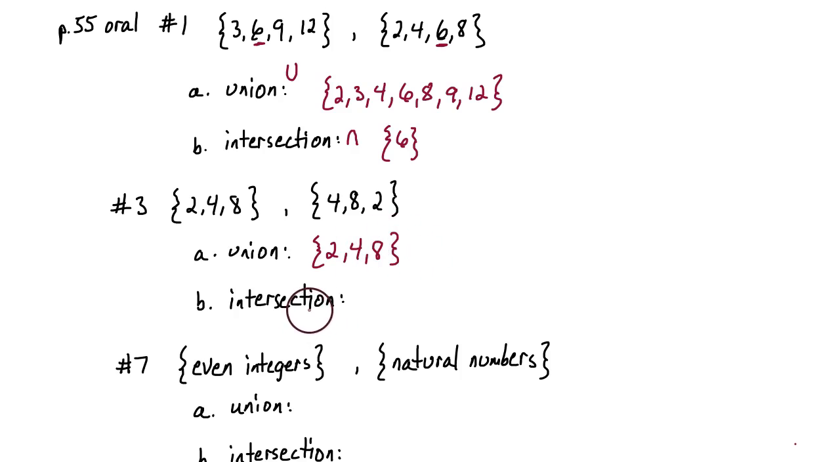The intersection is all the elements that are in both of the sets at the same time. 2 is in both of them, 4 is in both of them, and 8 is in both of them. So in this case, the union set and the intersection set are the same thing, but that's not common.